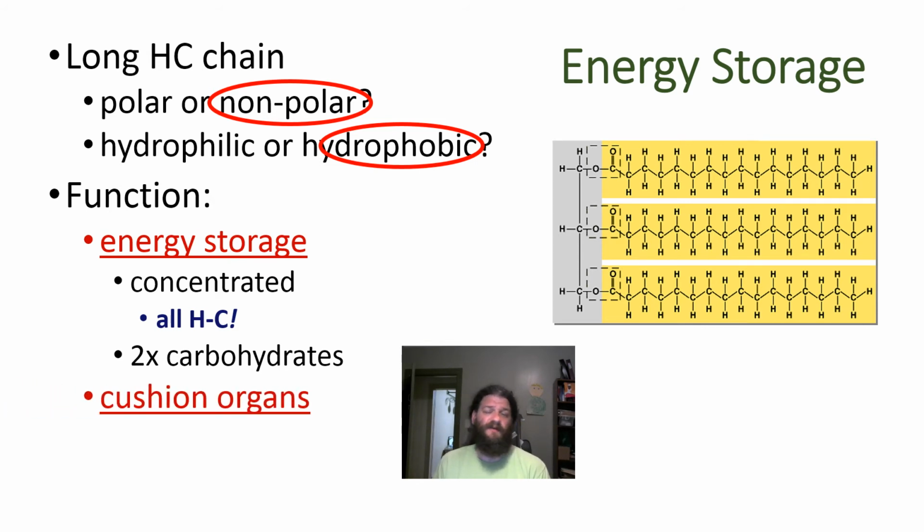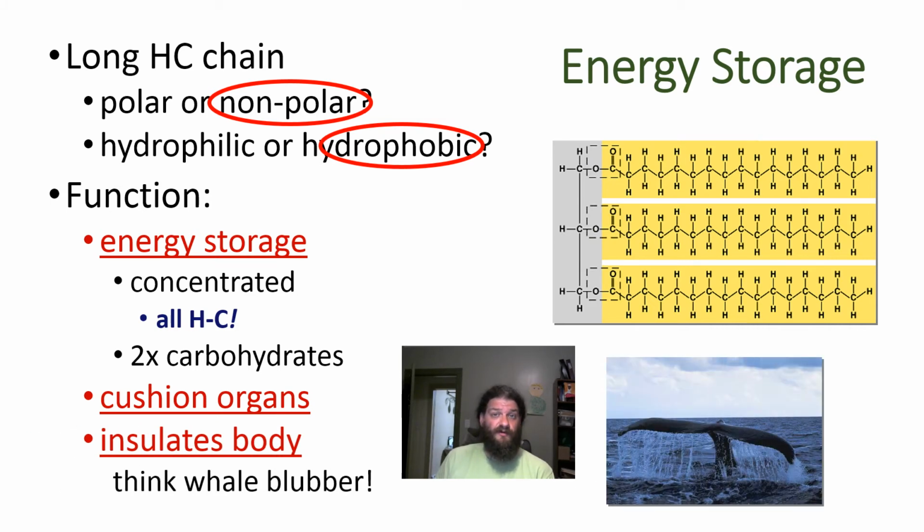But energy is not the only thing they're good for. They're also good for cushioning organs from blows and injuries. They are also good for insulating. Think whale blubber when we think of insulating against the cold, like cold water. It also creates a large thermal mass.